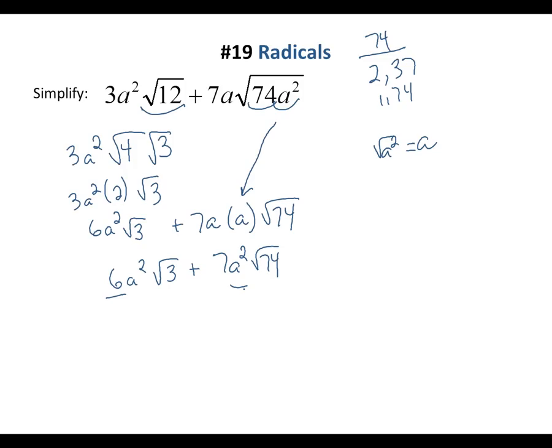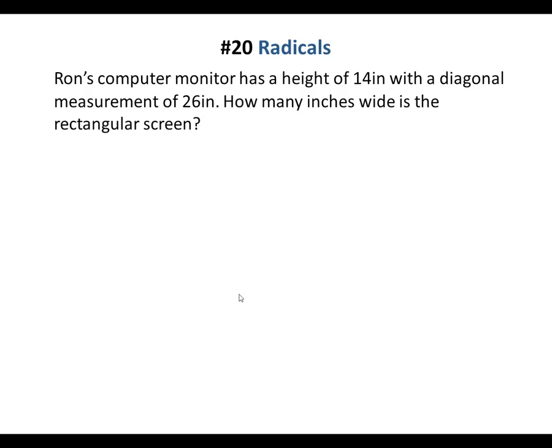How about the square root of a square? That's just a. So that's going to come down. The square root of 74 stayed inside. The square root of a squared was a, and there was an a already out there. So let's multiply that out. So what's an a times an a? That's a 2a, right? An a squared.